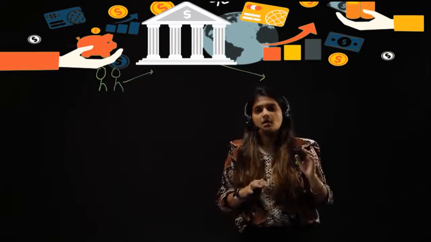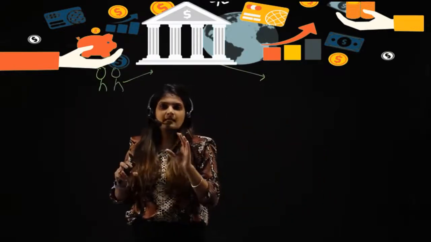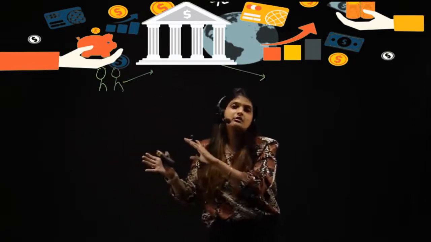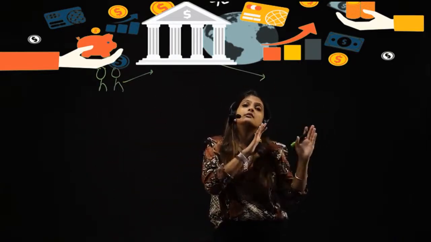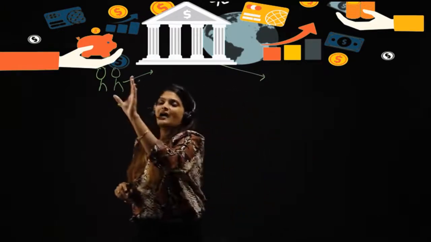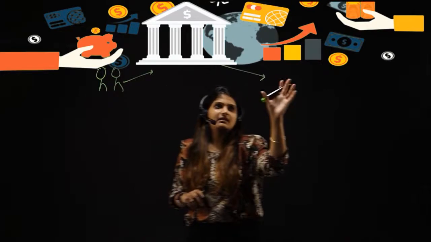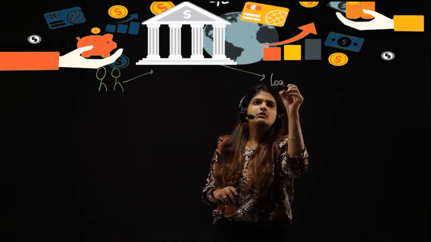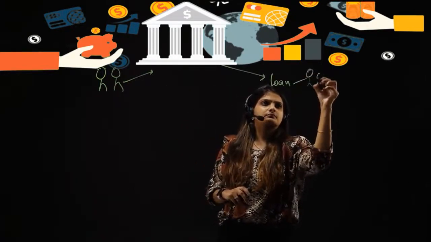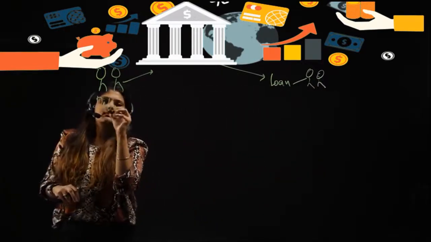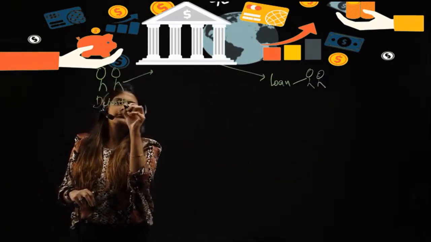who want it. So what does a bank do basically? Bank channelizes the funds from those who have a surplus of it to those who want the funds. So what does a bank do? The bank takes deposits from the public and then lends loans to the public. So the bank takes deposits and lends loans.